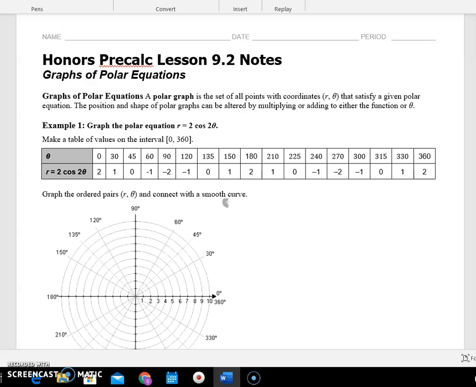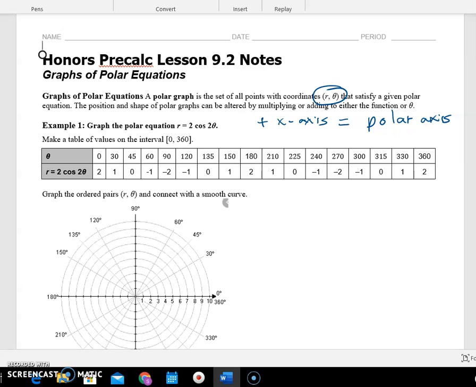So it says the graphs of polar equations. A polar graph is the set of all points with coordinates r, theta. So remember, r is your radius, and theta is the angle of rotation from the positive x-axis, which is also called the polar axis. So the positive x-axis is equal to the polar axis. And it satisfies your given polar equation.